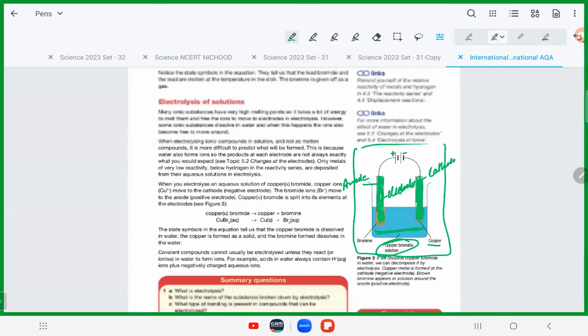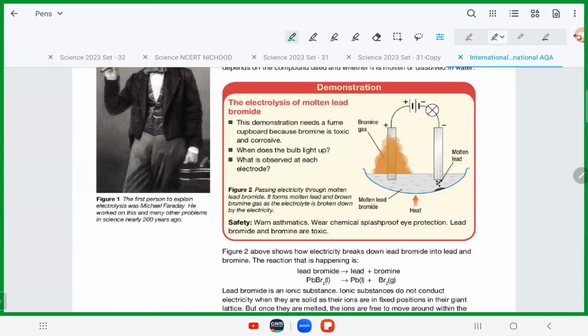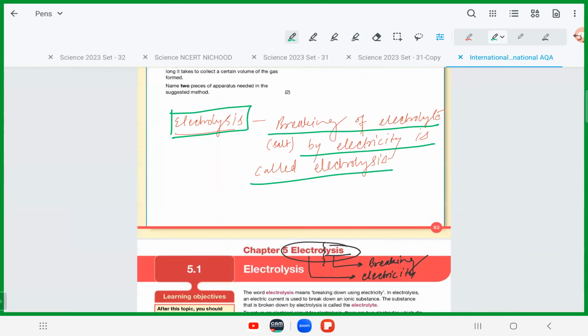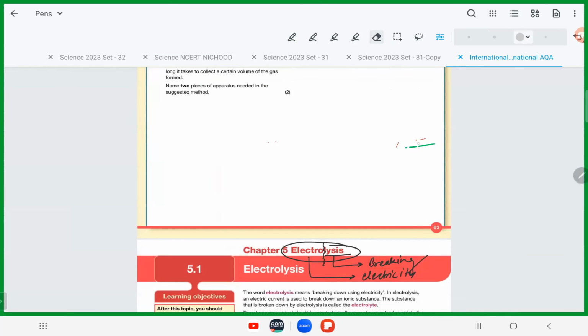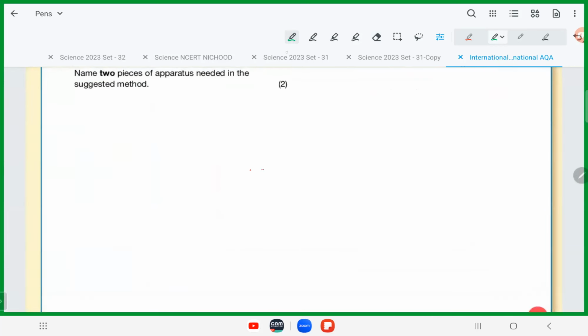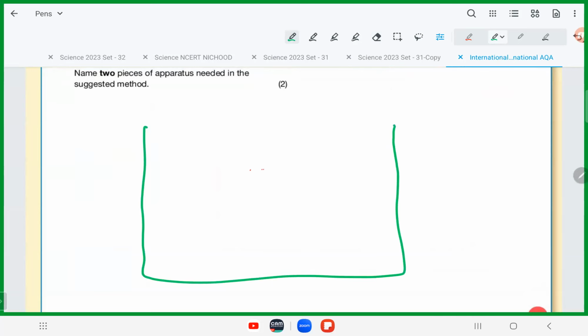Now read it line by line. Firstly, let me draw the diagram so that you can understand a little bit. Till now we have studied this: this is the container, and that is what is called an electrolytic cell.